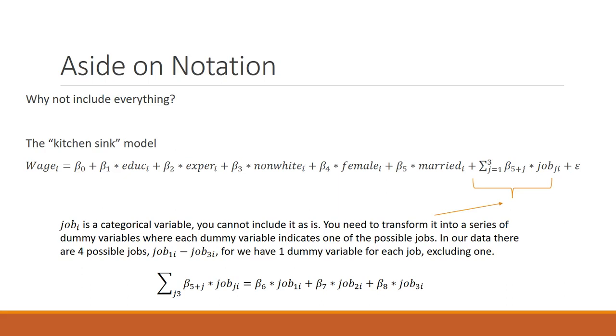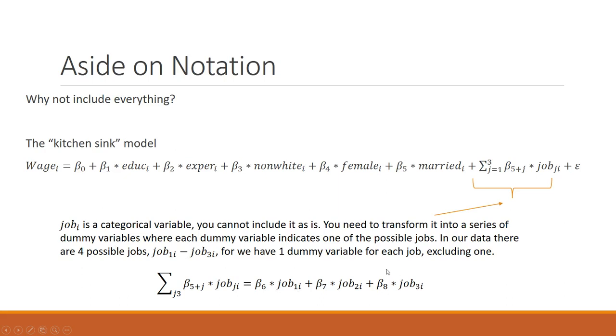This is a nominal categorical variable, if you remember from the first lecture. So we can't just include it in the regression. What we need to do is transform it into a series of dummy variables. I will show you this in the demo at the end of the lecture. Each dummy variable indicates one of the possible jobs. In our data set, we have four possible jobs, so we will create one dummy variable for each job, excluding one, and include those three.